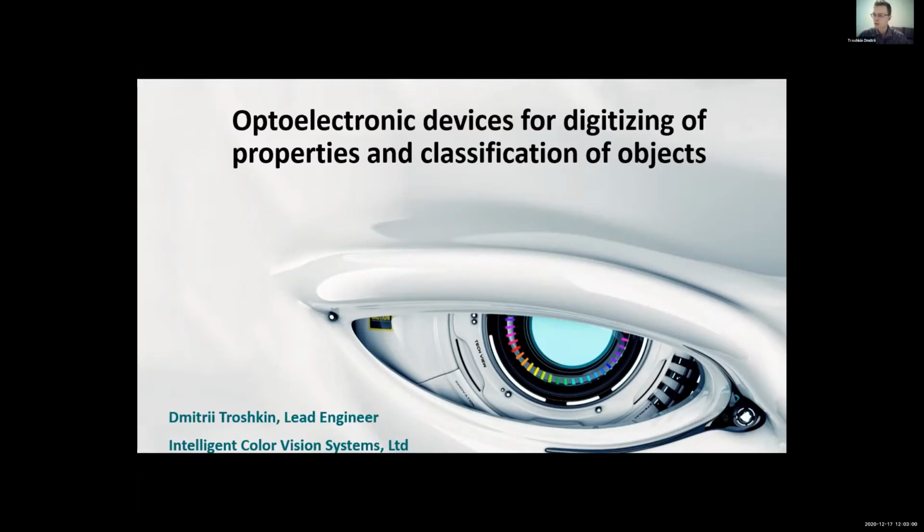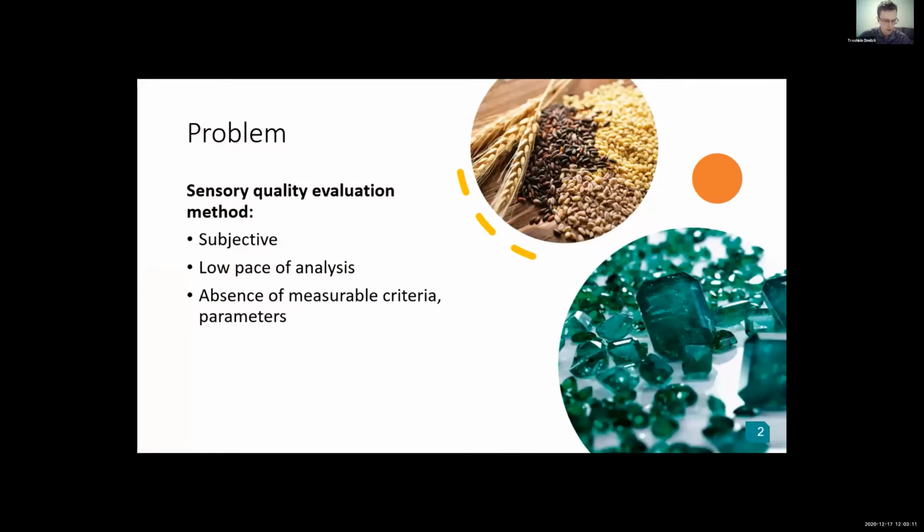Today I'm going to talk with you about optoelectronic devices for digitizing properties and classification of objects. One of the biggest problems we are facing nowadays is the use of outdated and unreliable sensory methods for quality evaluation by visual analysis. I'm going to share how we coped with that problem on the example of precious stones and grain quality evaluation using our special equipment and software algorithms.